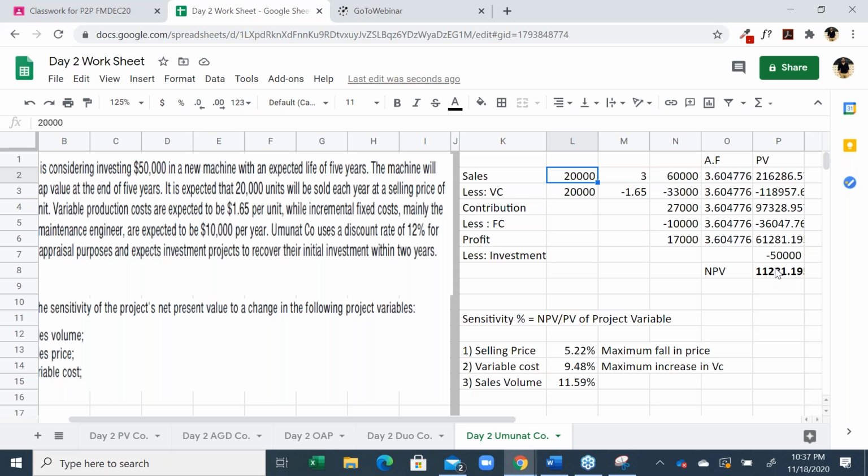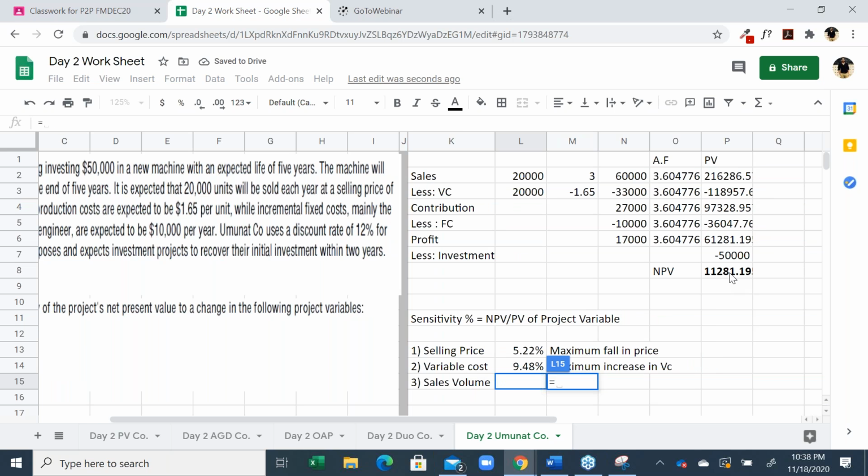Okay, let me repeat it for sales volume. For sales volume, we should pick the NPV figure and divide it by the present value of the contribution figure. That's the contribution figure, right? This one, the present value of the contribution. And that's the sensitivity with regards to sales volume.